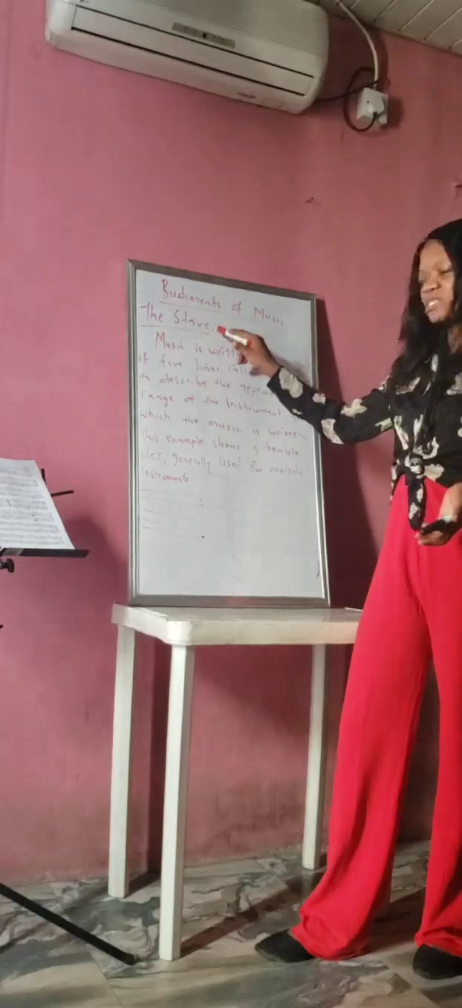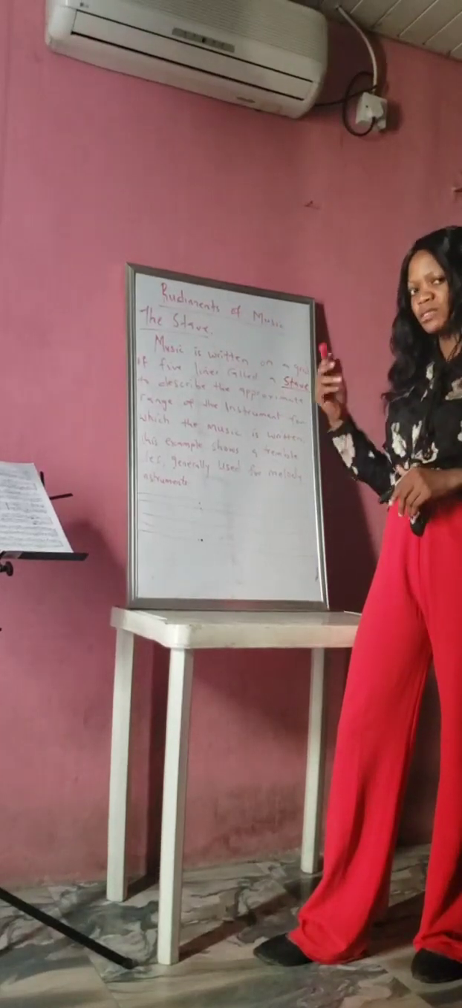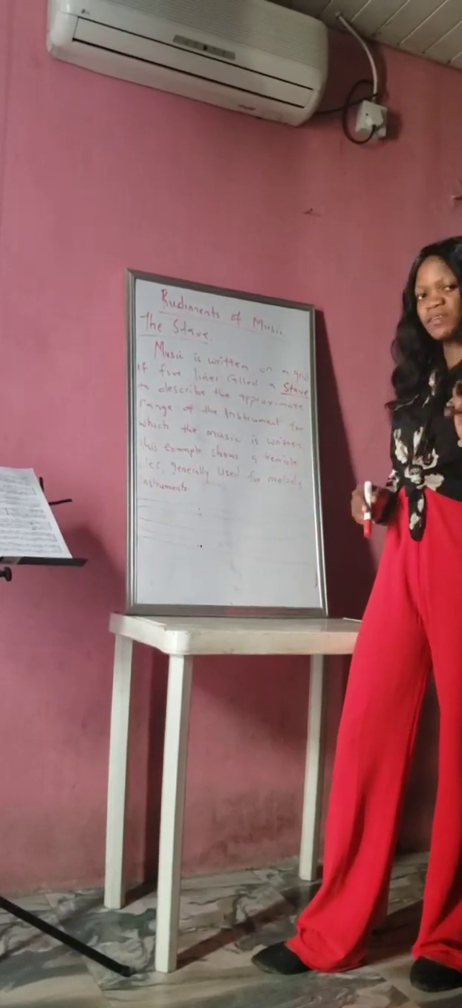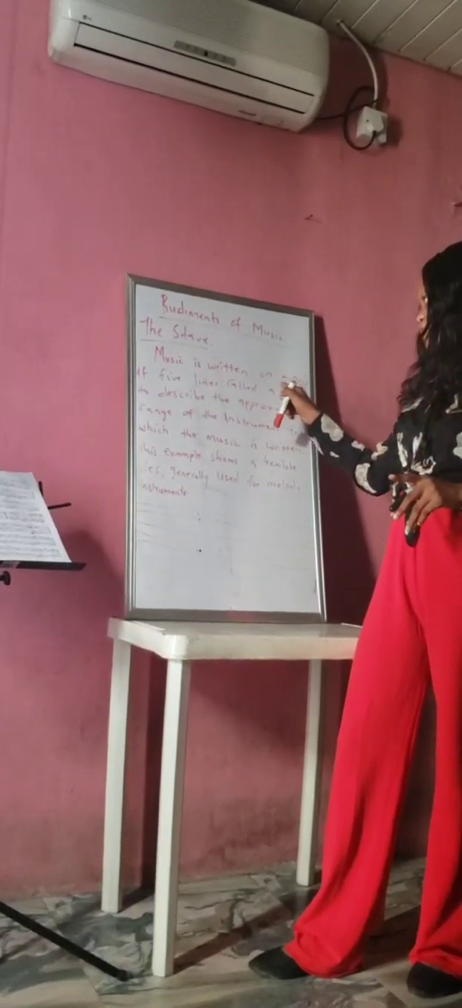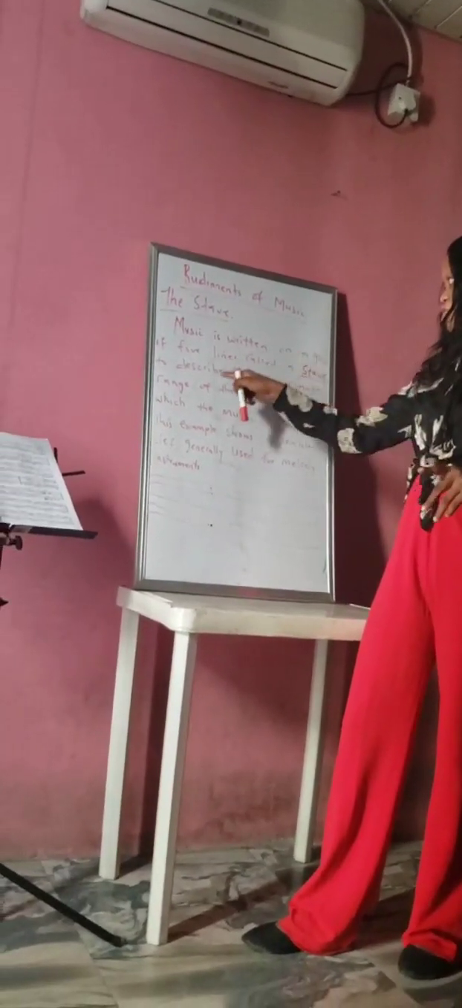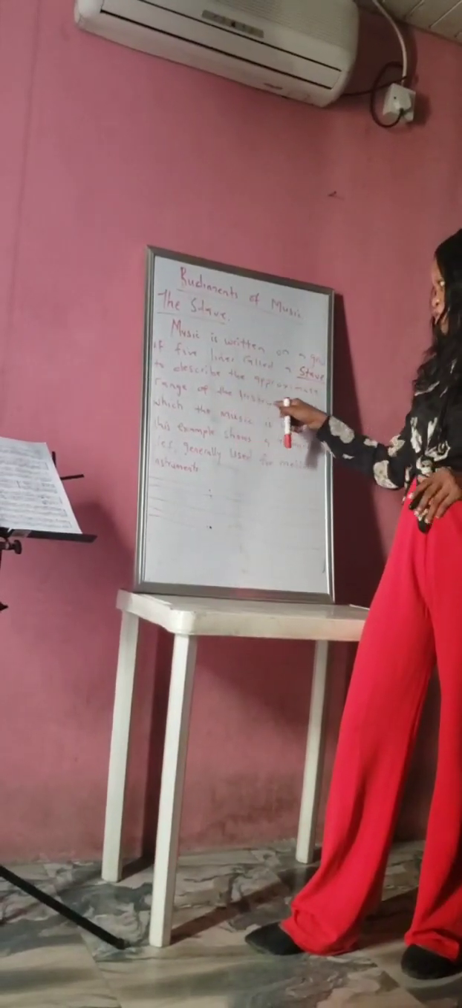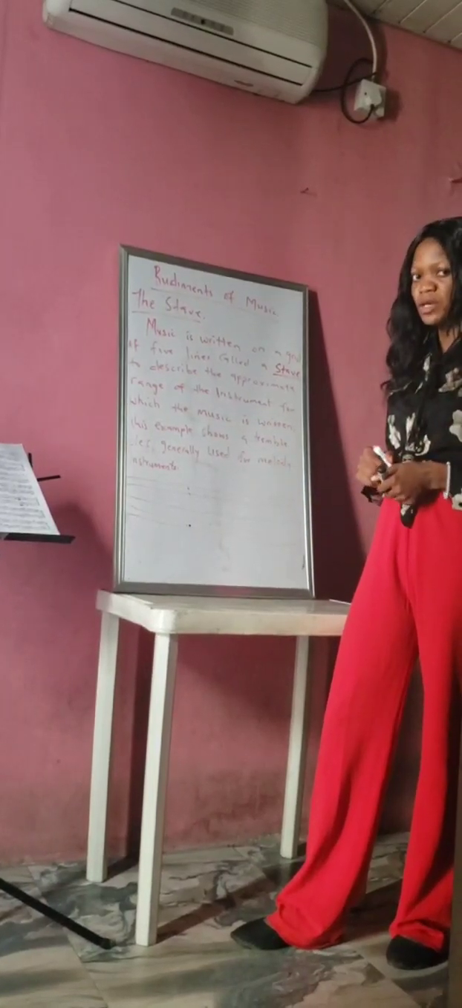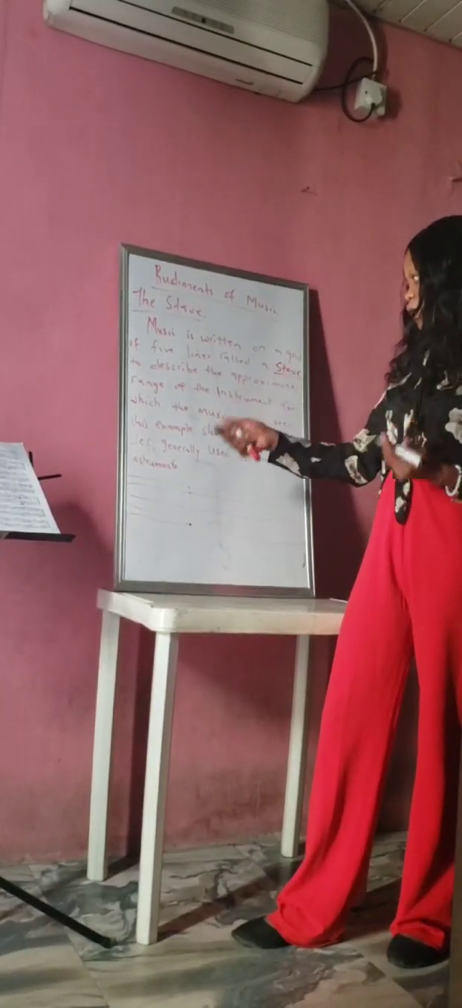Okay, now we'll be treating the stave. The stave or the staff is called either stave or staff. Now, what does it involve? Music is written on a grid of 5 lines called a stave to describe the appropriate range of the instrument from which the music is written. You have your notes already, you can read along with me.